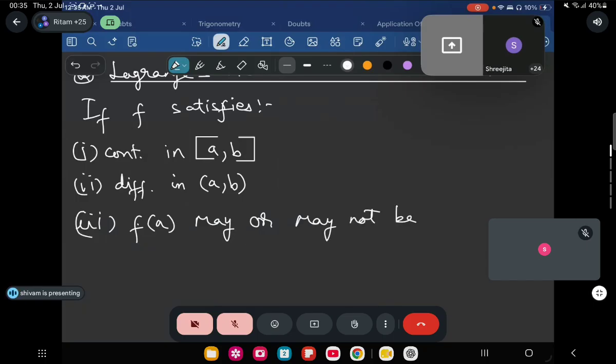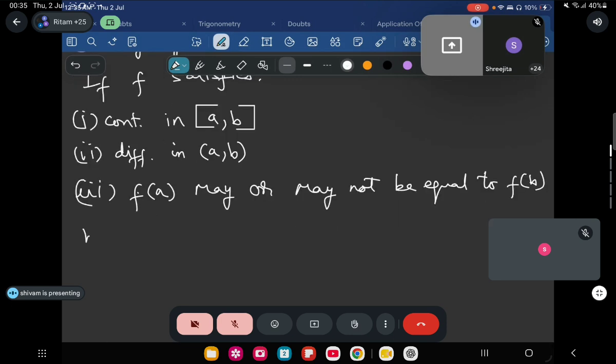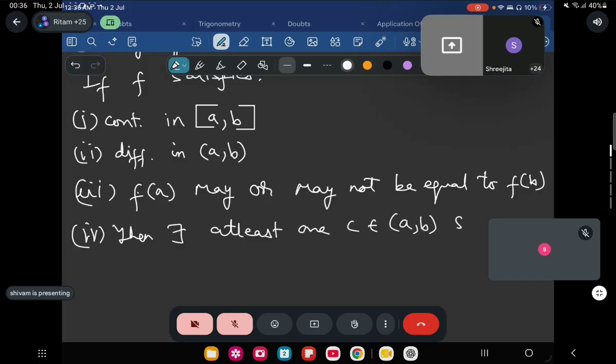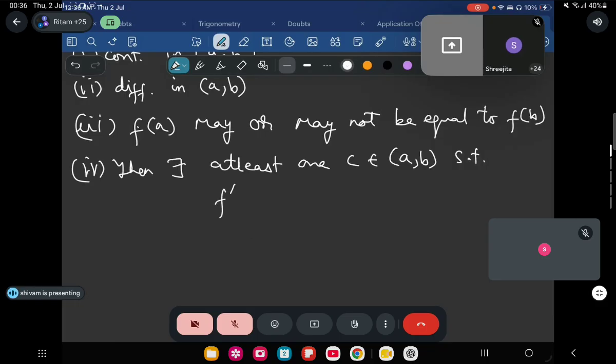F of A may or may not be equal to f of B. It is not necessary, everyone. Then, number four, there exists at least one c belonging to (a, b) such that f dash at c is equal to f of b minus f of a upon b minus a.